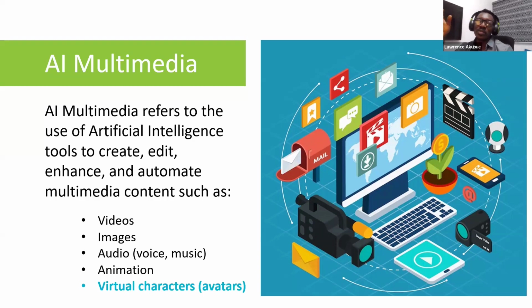Sometimes AI can be used to automate multimedia content, such as number one is video. Number two is images. Okay. Of course, audio, voice and music, animation. Today we are going to be looking at virtual characters. We are going to now go back and spiral around into videos, images, audio and everything.